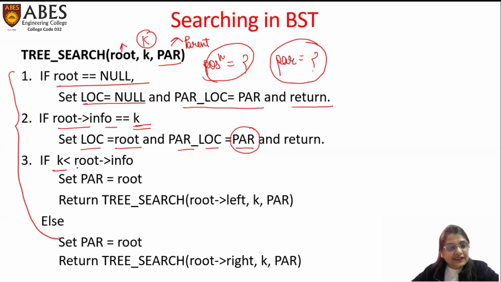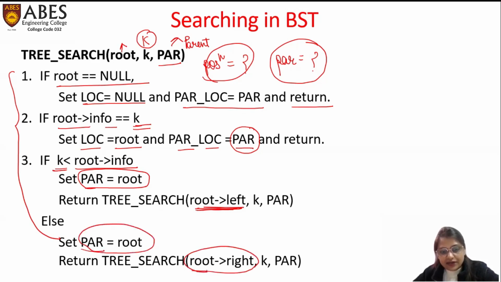If the data item is less than root info, then we know the procedure. Then we have to traverse the left part only. As I have already discussed in the previous slide, if the data item which is to be inserted is less than the required root data item, then we have to traverse the root left part. That's why I am assigning the parent value as the root node. If the data item value is greater than the root info, then obviously we have to traverse the root right part. And accordingly, the parent node value will also be updated.